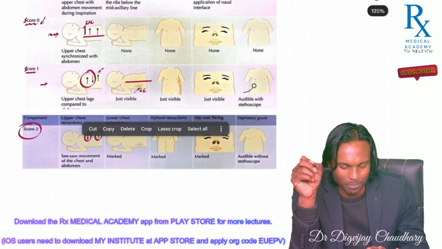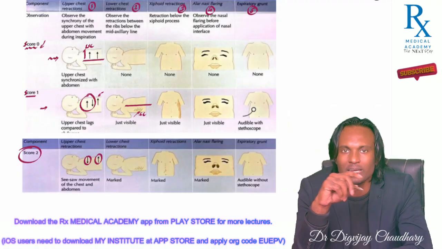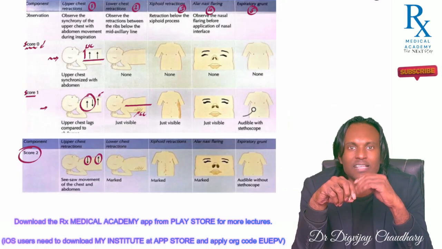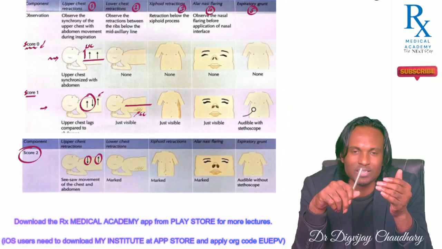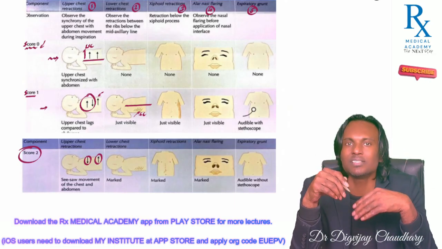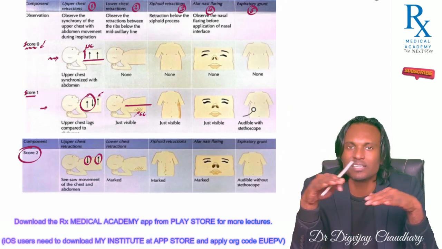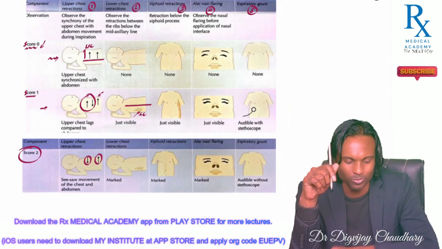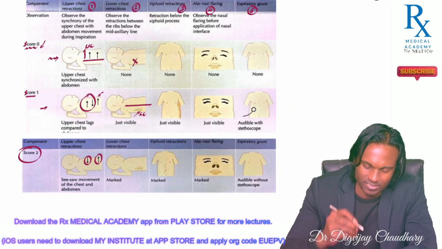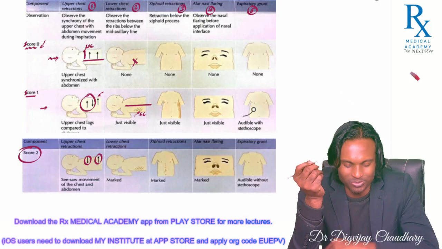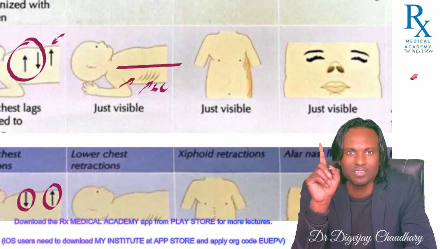So in case of upper chest retractions, you can very easily appreciate a score of 0 when everything is normal, the chest is rising and simultaneously the abdomen is also rising. Whereas in case of score 1, the chest is lagging behind. Whereas in score 2, the chest is retracting back, the abdomen is still rising. So there is seesaw movement, and this is given score 2. Now what about lower chest retractions? If there is no lower chest retraction, it is given a score of 0, that is normal. If there is just visible lower chest retraction, give a score of 1.